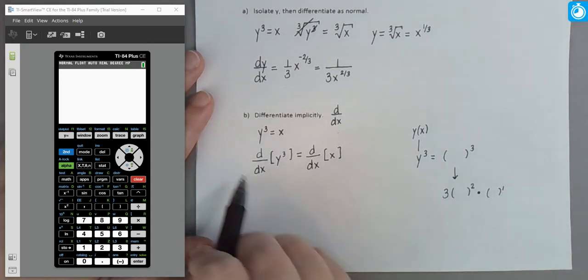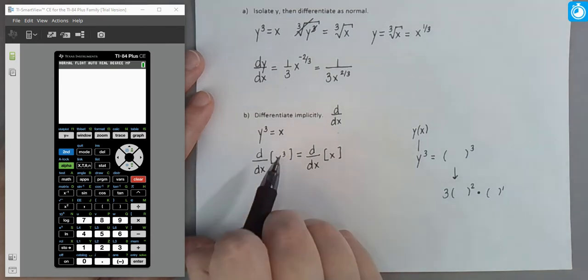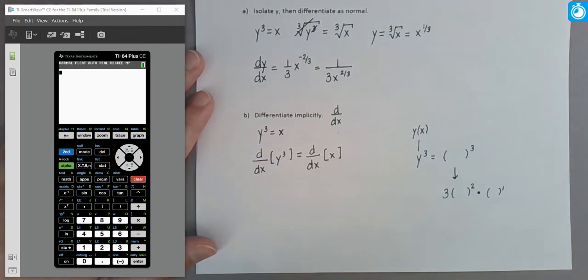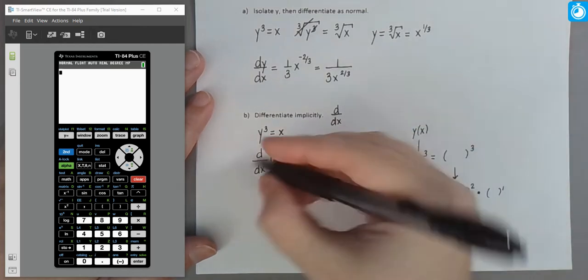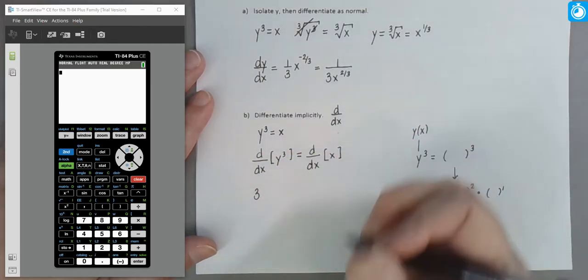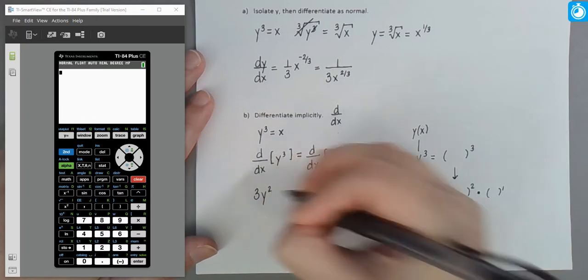So here's how the implicit differentiation is going to work. Forget for a minute that it's a y. Take the derivative like you'd normally take it. So if this were an x, we would just use the power rule like normal. So we'd bring down our 3. We would decrease the exponent by 1, so that would become y squared.